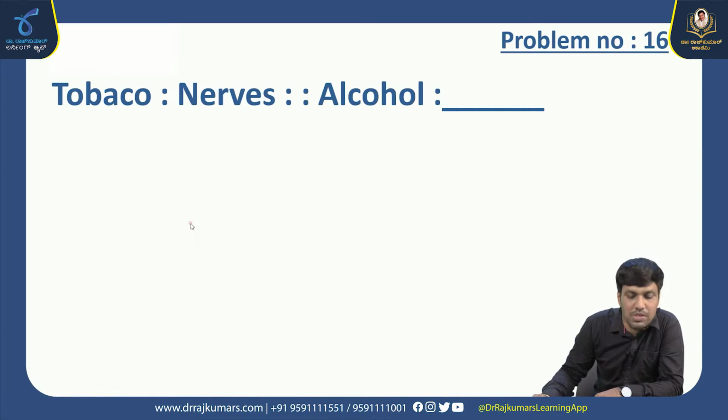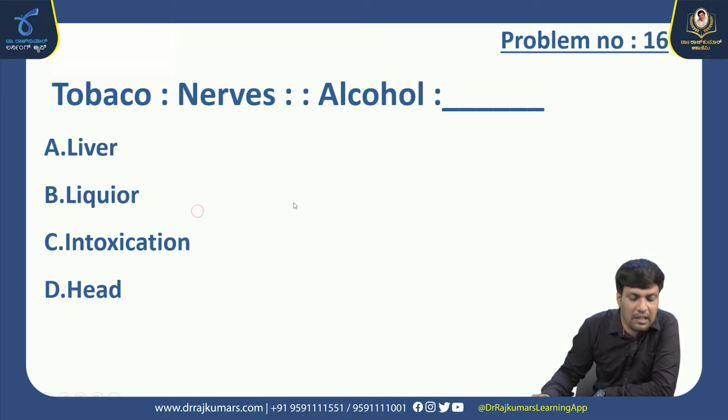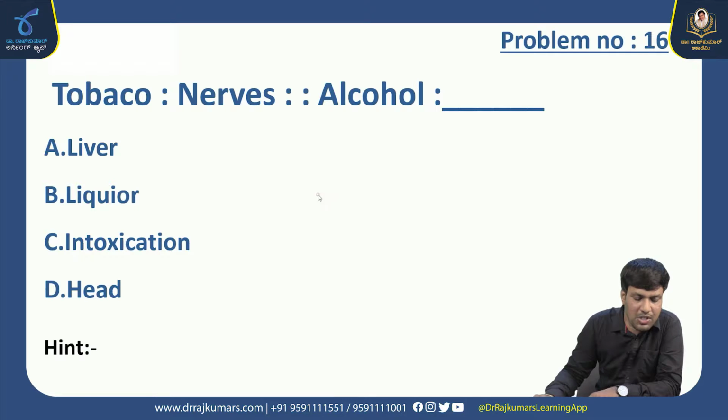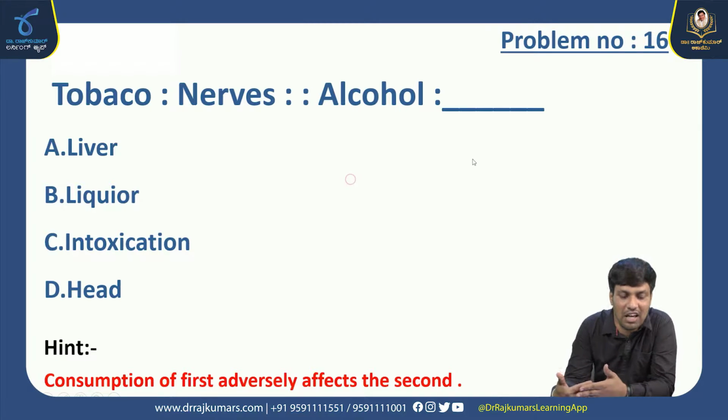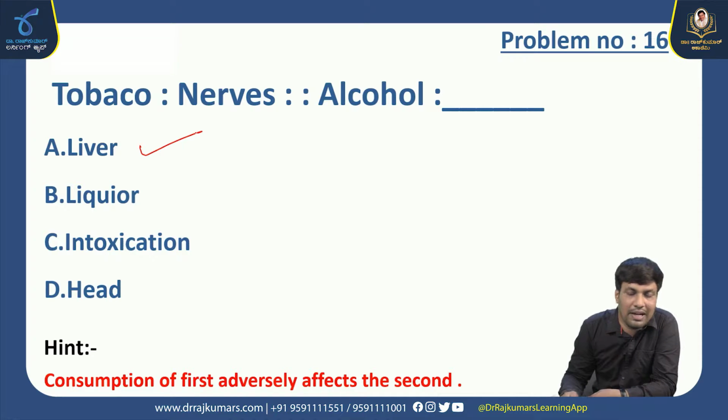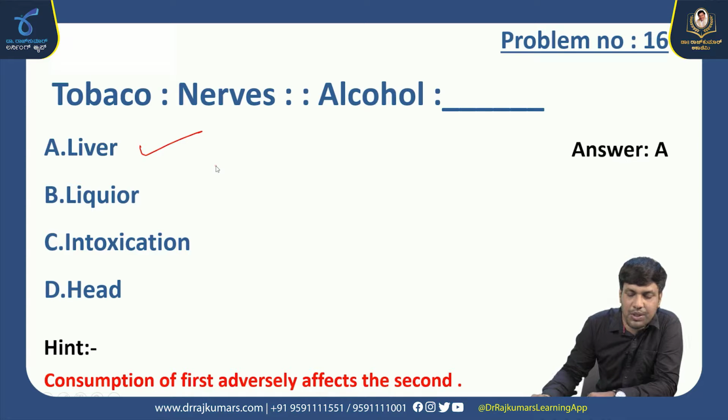Tobacco relates to nerves, whereas alcohol relates to dash. Options are liver, liquor, intoxication, and the fourth one is head. Hint: consumption of the first adversely affects the second organ. Consumption of tobacco will have an adverse effect on nerves. Similarly, the consumption of alcohol will have an adverse effect, or else a bad effect, on our liver. So the right option for this question is option A. Moving on to our next question.